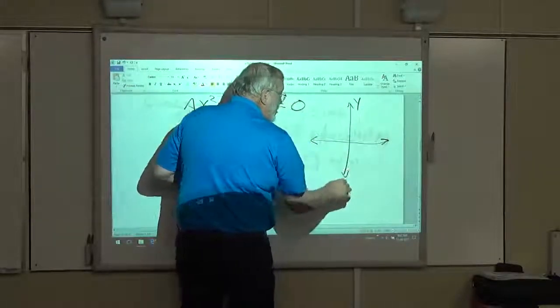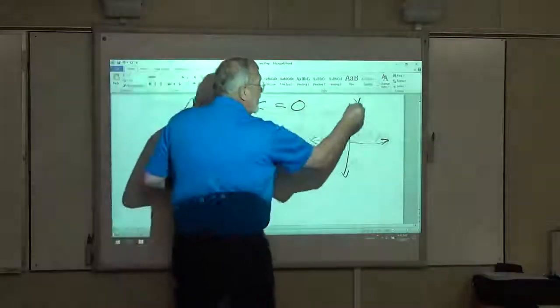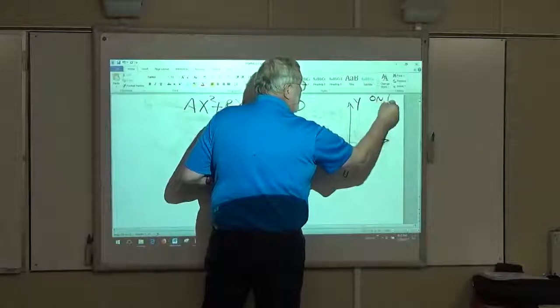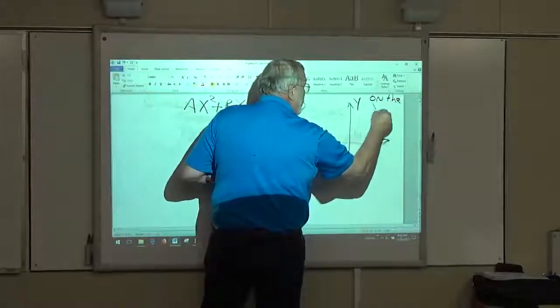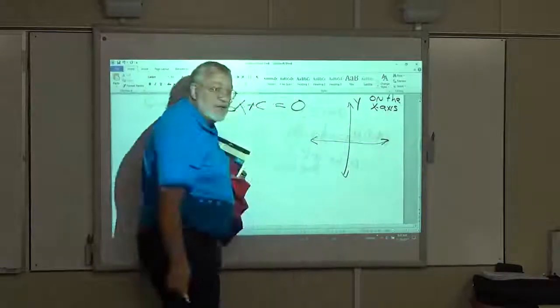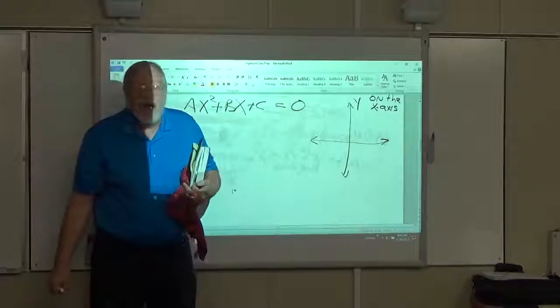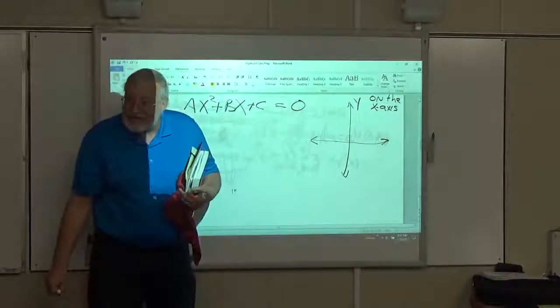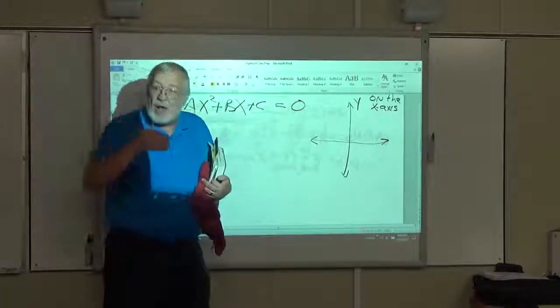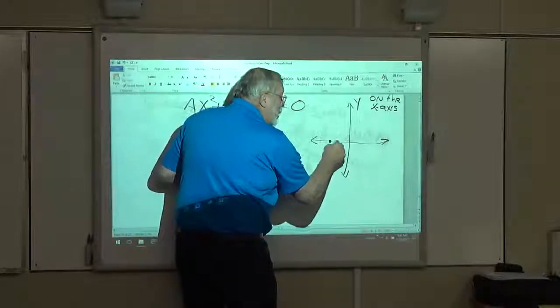Where's y equals 0? Right in the middle. On the x-axis is where y is 0. Where are the x-intercepts located? On the x-axis. So if I set y to equal 0, I'm finding the same points.